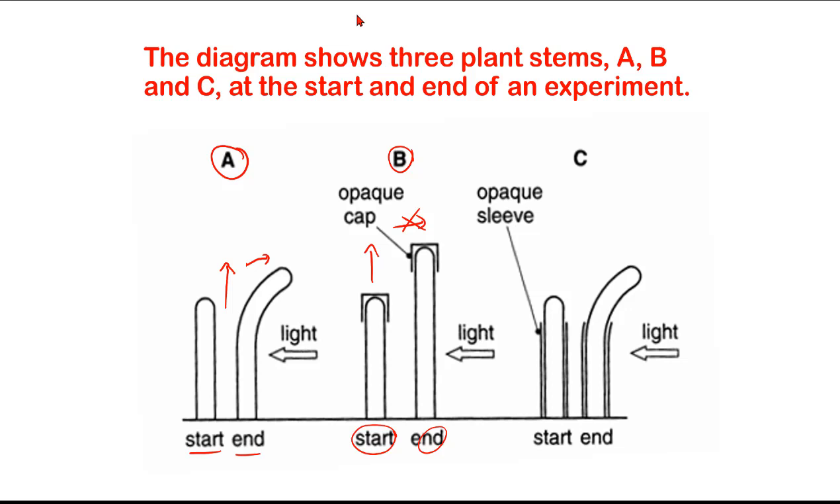So, A grew up and across towards the light. B just grew up but not across. And C goes up and across.